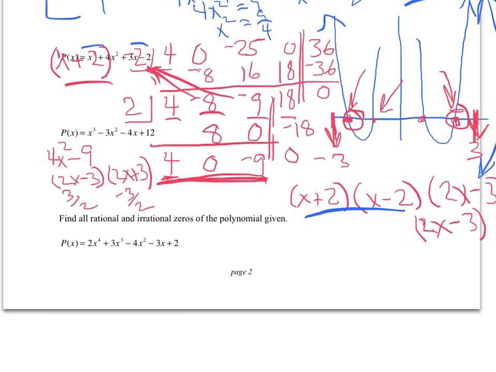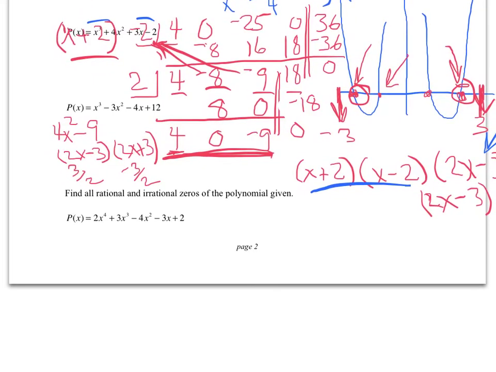Actually, this next one says find the rational and irrational zeros of the polynomial, and I mentioned in class that this one doesn't really have any irrational zeros, so I didn't really do this problem in class, so I'll just help you work it out right now. Let's just find all the zeros that we can.